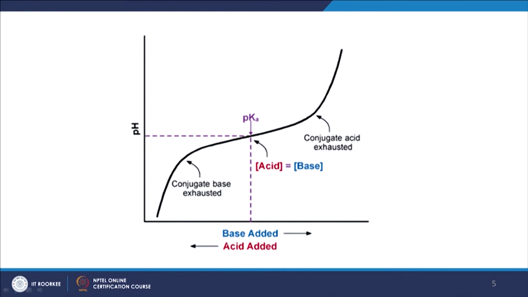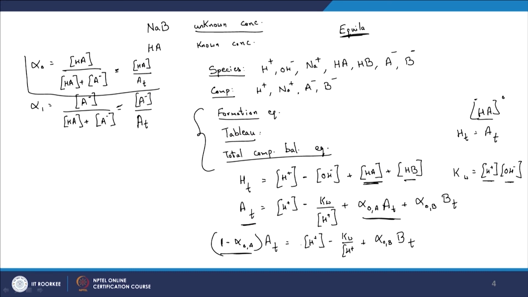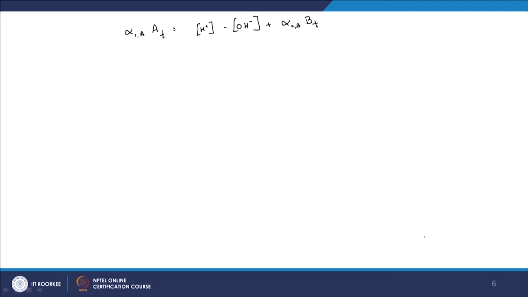So let us go back to that. Alpha 1 of A into A total would be equal to the concentration of H plus minus the OH minus concentration, plus alpha naught of B into B total. Let us just check that for a second. Alpha 1 of A into A total, H plus minus OH minus concentration plus alpha naught of B into B total. That is what we have.